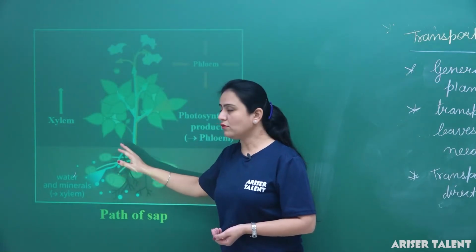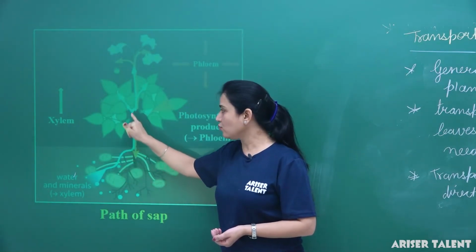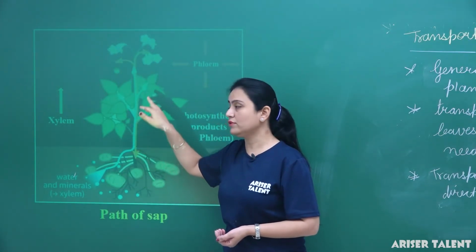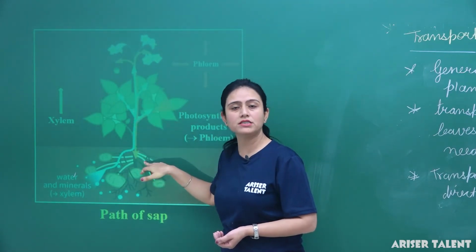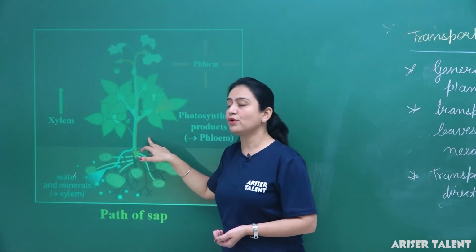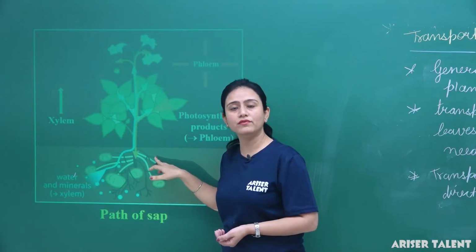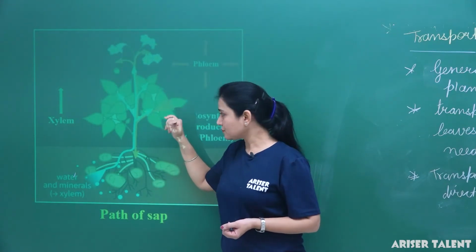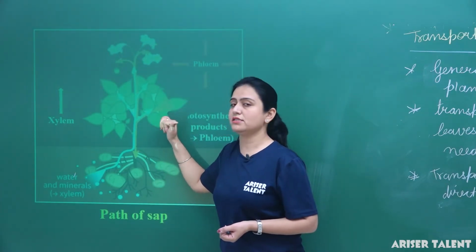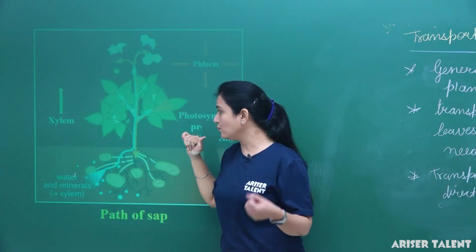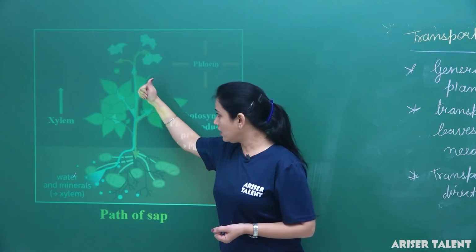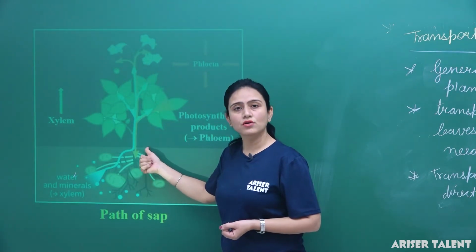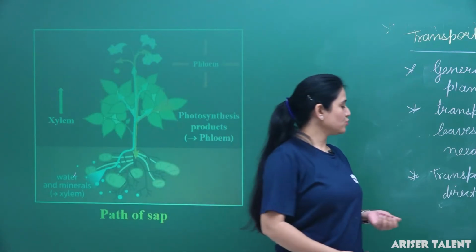We have already studied the transportation of water through the xylem. Now we are talking about the transportation of food material, which is synthesized in the leaves, to the different parts of the plant, and this process takes place with the help of phloem. So sugar and amino acids, which are synthesized as food in the leaves, are supplied to the different parts of the plant by the help of phloem. Clear? Let's come to the next point.